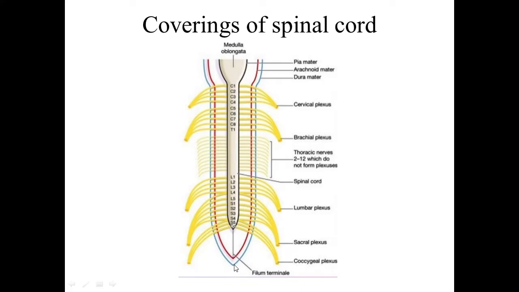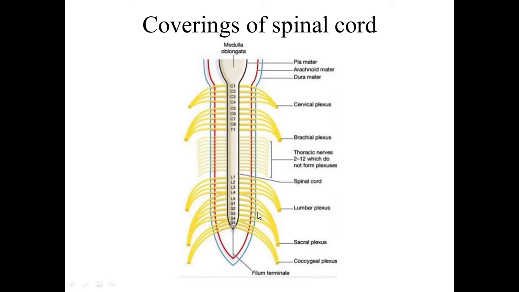Now the space between the dura mater and the vertebral canal, that is outside the dura mater, is called the epidural space, and it contains loose areolar tissue, semi-liquid fat and the internal vertebral venous plexus.